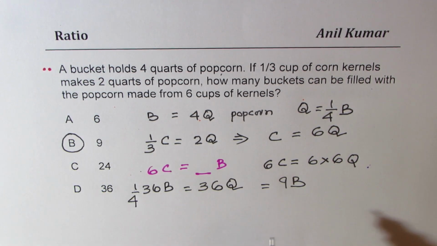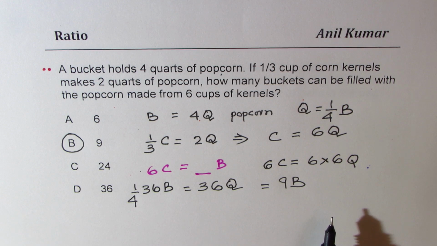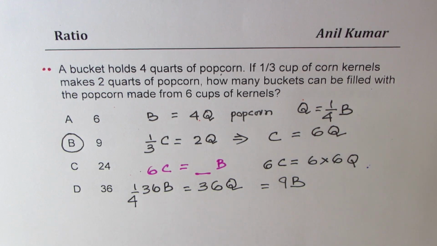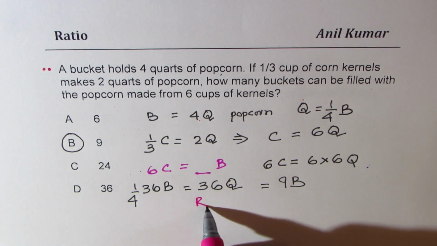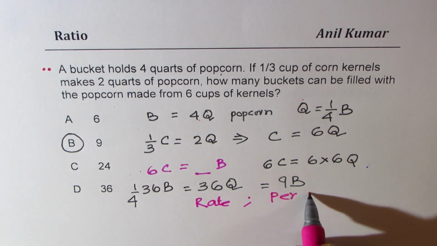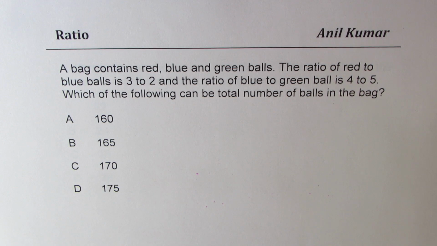Did you see that? So I did it slowly in steps so that you can see how at times we can relate more than one ratio and get our solution. So if you follow, what we have done here is kind of found a rate, right? So per piece or per item. Now it could be quarts, it could be kernels, or it could be buckets. Okay, so I hope that makes sense. Let's move on and take a few more questions now.